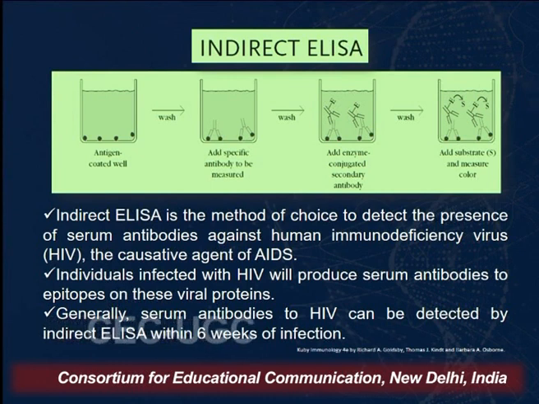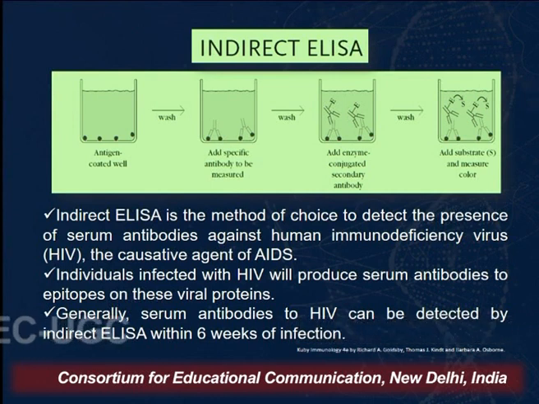When a person is infected with HIV, they will produce a large number of serum antibodies to the epitopes of these viral proteins. These serum antibodies to HIV can be detected with the help of the indirect ELISA within 6 weeks of infection. If you see, the wells are already antigen coated. As the person's sample is loaded onto these wells, if the patient sample contains the antibodies, they will go and bind to the antigens.